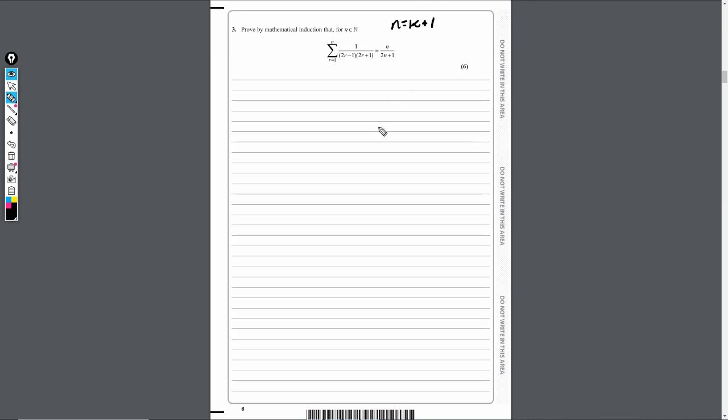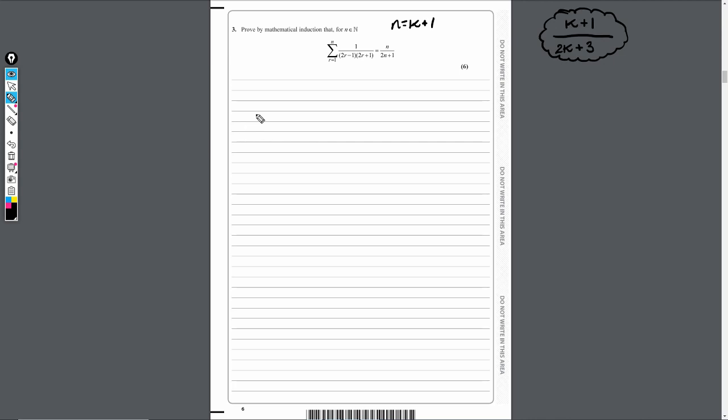So if n is equal to k plus 1, and if I sub that in here where my n's are, what will I get? Well, I'll get k plus 1 over 2 lots of k plus 1, so that's 2k plus 2, and then add an extra one, so I get 2k plus 3. Okay, so this is what I need at the end. So that gives us a bit of an idea of what we should be ending up with.